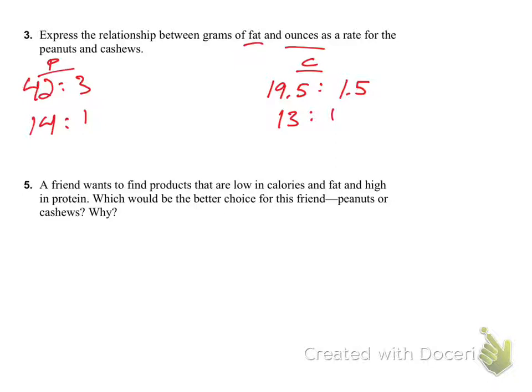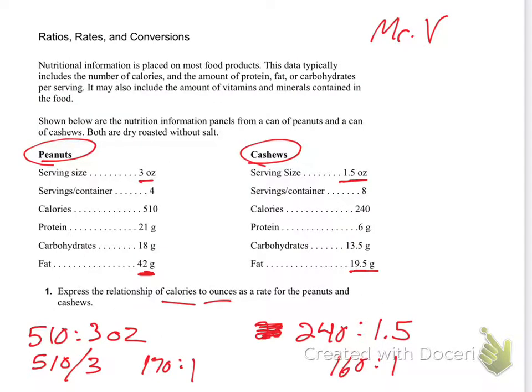Number 5. A friend wants to produce products that are low in calories and fat and high in protein. Which would be the better choice for this friend, peanuts or cashews? So we're looking for products that are low in calories and fat and then high in protein. We have grams of fat from number 3, and we can see that the ratio would be better for cashews in terms of fat. So cashews for fat.